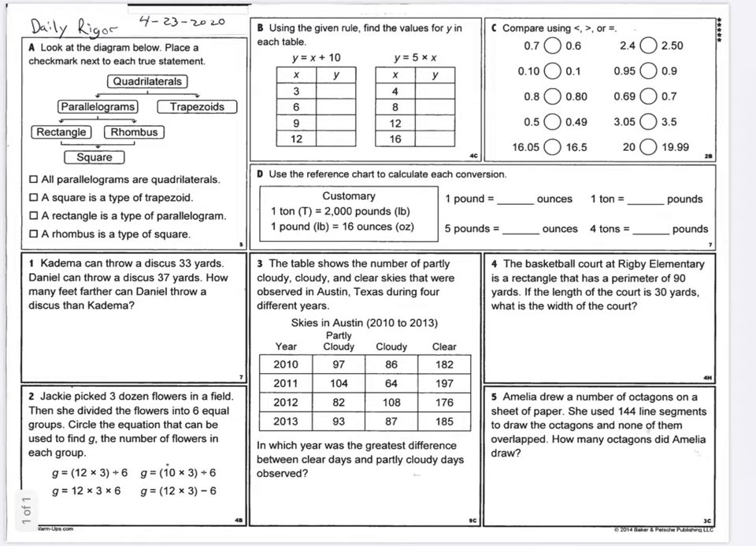Okay, this is for Thursday, April 23rd. Guys, Daily Rigor says 4/23/2020 on it. That's the one we're doing for today. It says, look at the diagram below. Place a check mark next to each true statement. So you're going to read each one of these statements and put a check mark if you agree to what you see in this diagram.